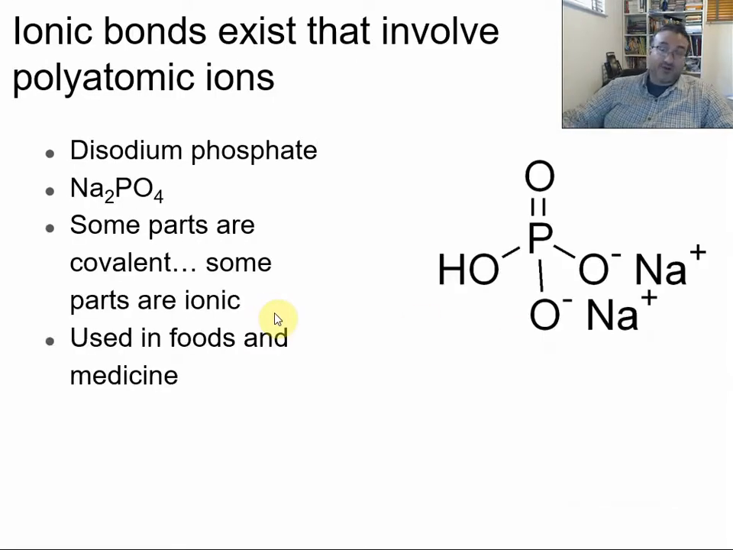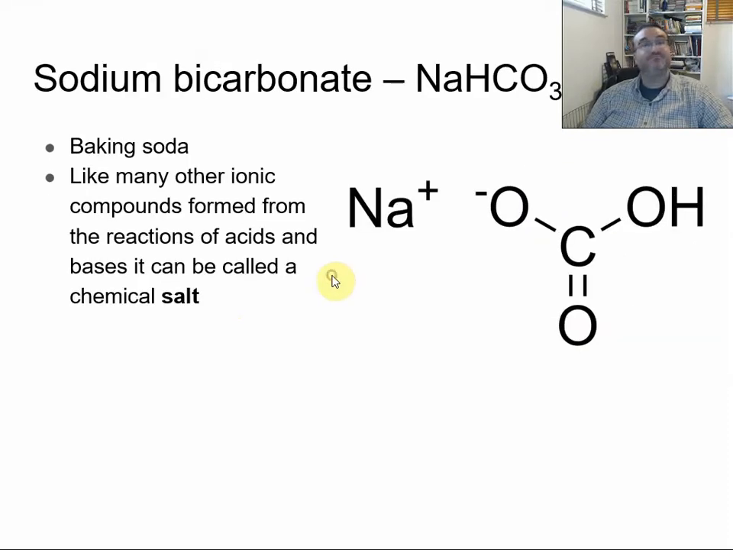You can also have combinations of both covalent and ionic bonds. So within disodium phosphate, we have 2 sodium ions bonded with a group that has 2 negative charges. Some parts are covalent, the phosphorus and oxygen, and the oxygen and hydrogen, and some parts are ionic, from the sodium to the oxygen. This is a chemical used in foods and medicine.